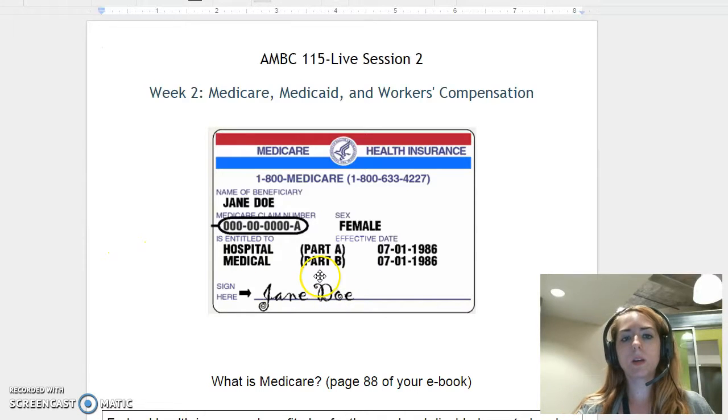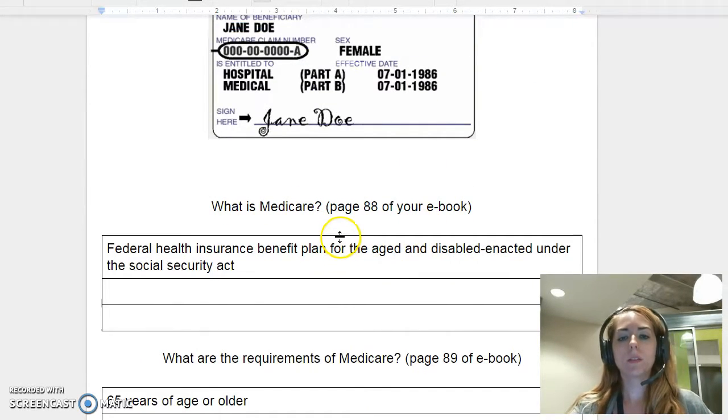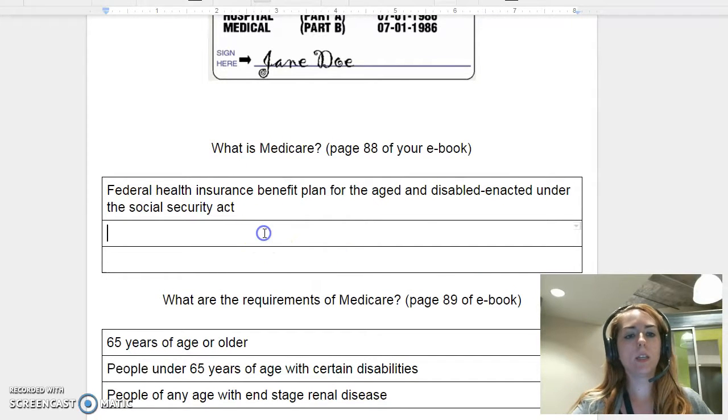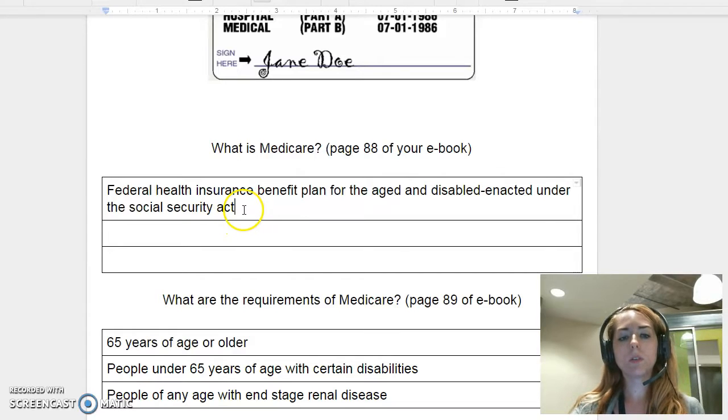So this week we are reading about Medicare, Medicaid, and workers' compensation programs. So first of all, what is Medicare? I talk about this on page 88 of your ebook. Medicare is the federal health insurance benefit plan for the aged and disabled. This is enacted under the Social Security Act.